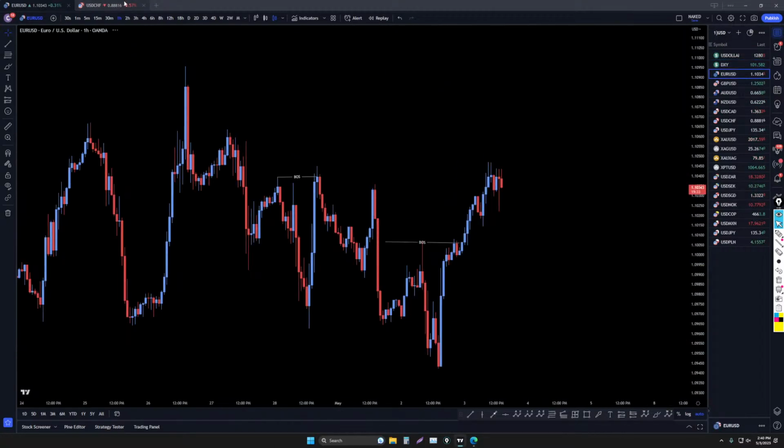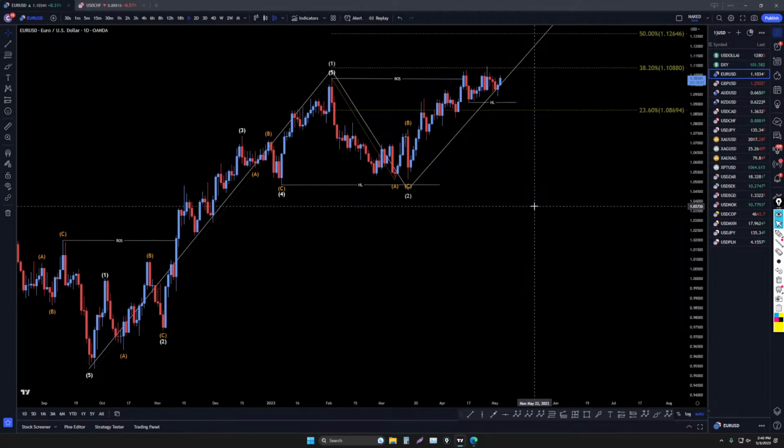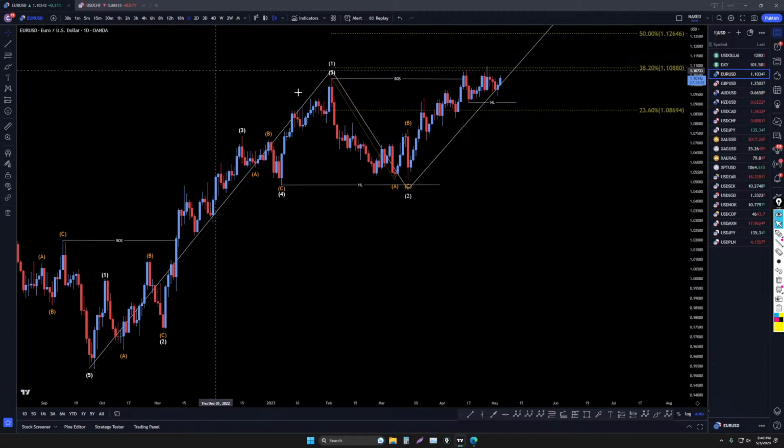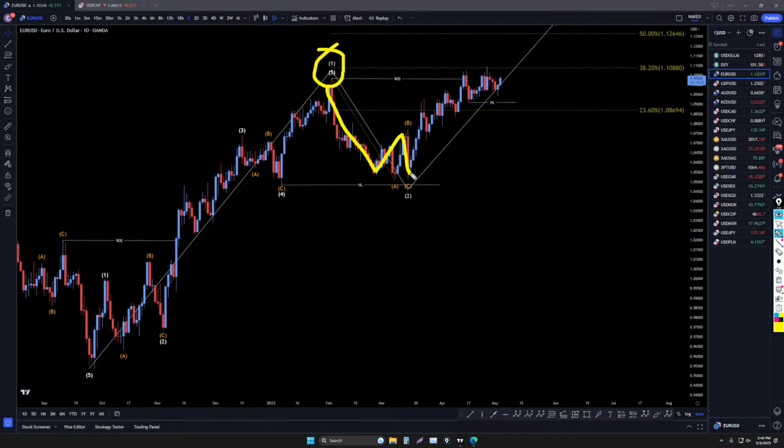Let's look at the Euro US dollar, head up to the daily time frame, and we'll do the daily on all the dollar pairs. So on the Euro dollar, I think this is a 1. I think this is an ABC, most likely a 2. I think this is all part of a wave 3 right here.